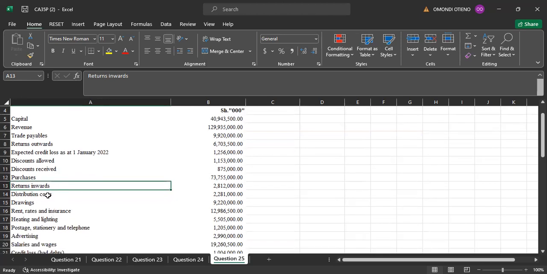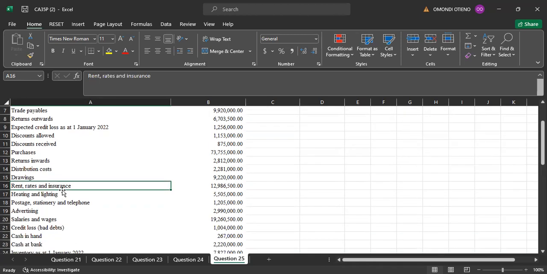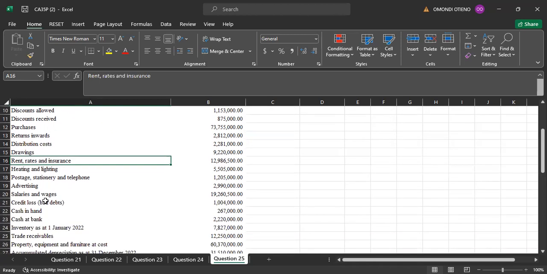Then we have distribution costs. Of course, that now falls under operating expenses, being part of the income statement items. I have drawings there. Rent, rates, and insurance, that's an expense. And you may even find that in the process, you're going to have prepayments or accrued expenses. How is prepayment affecting our expense account? How is accrued expense affecting our expenses account in the current accounting period? That's what we need to have in mind.